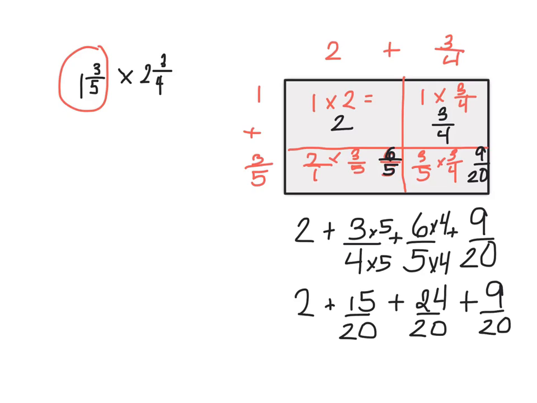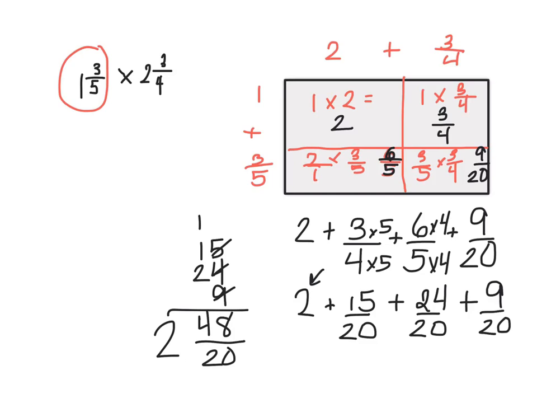So 15 plus 24 plus 9. And I might just do this out to the side. 15 plus 24 plus 9. 5 and 4 are 9, plus 9 is 18, 2, 3, 4. So I have 48/20. Plus I have this 2. 2 and 48/20. Well, I can't leave 48/20 that way.